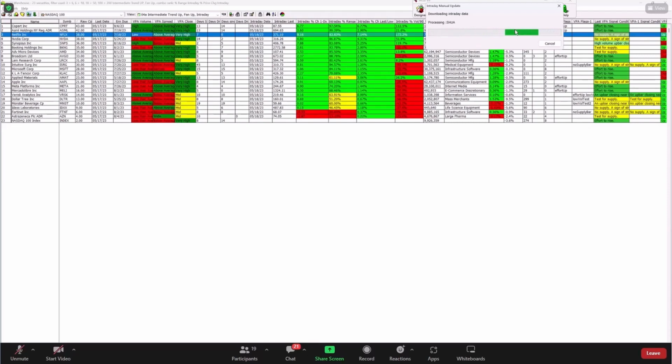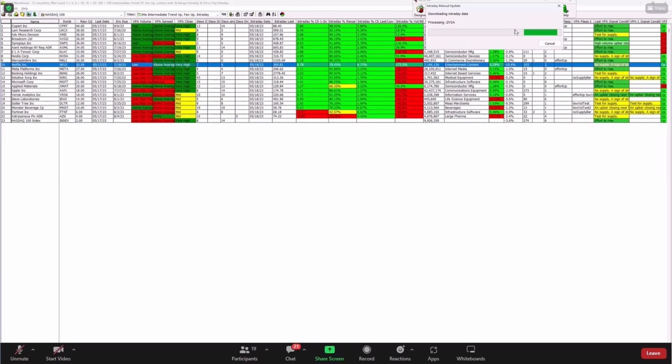I mean, it's better. You look at it just a naked chart. Sure, you can see a lot of stuff, but it just helps me put things in perspective. Okay, I updated the intraday quotes.